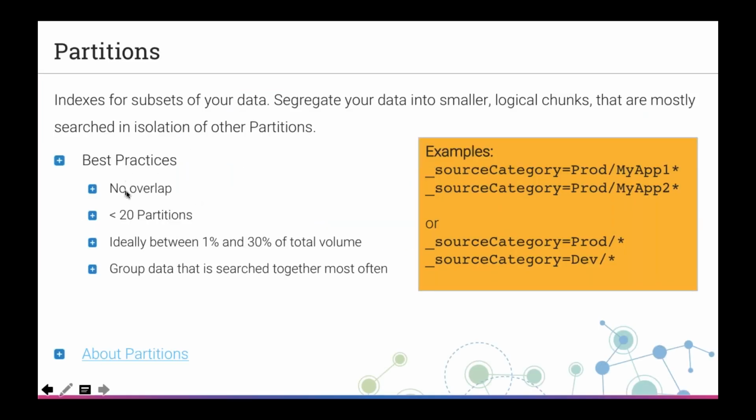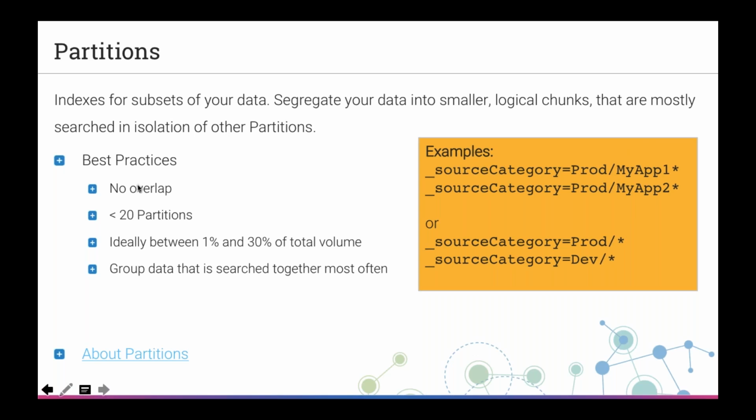So a couple of best practices. The first thing is we suggest absolutely no overlap in your source categories. So you don't want to have prod my app 1 star and then prod my app 1 / Apache star, because then messages that are for Apache prod app 1 are going to go in that bucket and they're going to go in the second bucket as well. So try to avoid overlaps as much as you can.